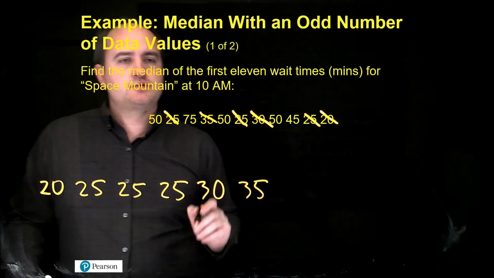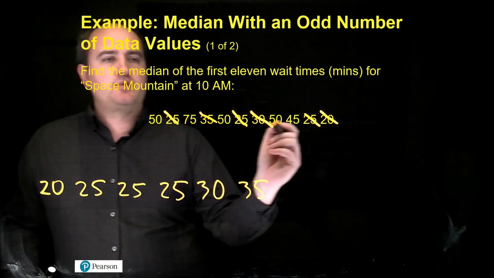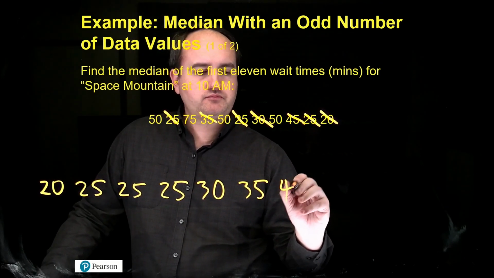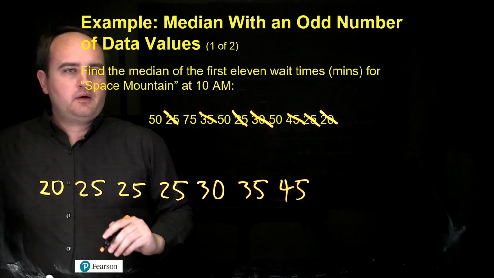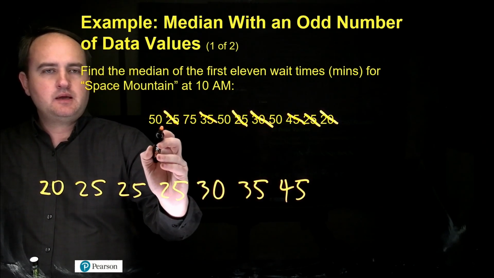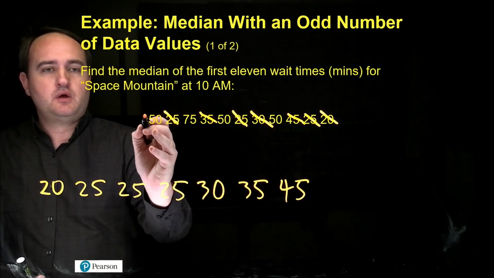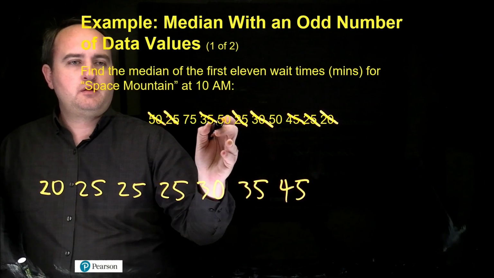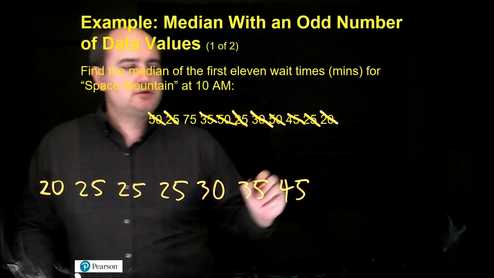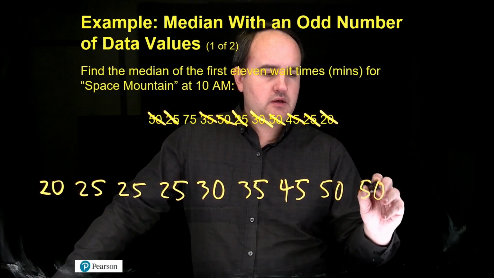There's only one of those. And then after 35, the next smallest number would be 45. So we cross out that one. And then the next number would be 50, but we have more than one of those. So we have to count how many 50s there are. So there's 1, 2, 3 50s. So I'm going to write all 3 50s here. So 50, 50, 50.